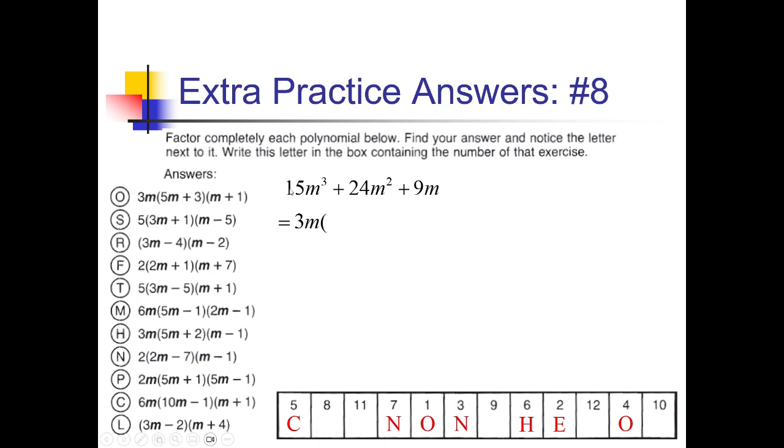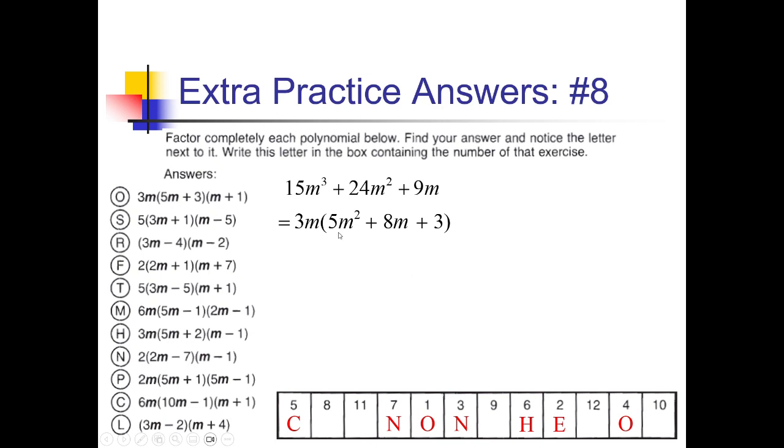So my first term, 15m cubed divided by 3m, that's going to be a 5, and then m squared is going to be the result of m cubed over m. For the next one, 24 over 3 is plus 8. M squared over m would give us m. And then the last term, 9m divided by 3m, that would be a 3, and the m's cancel completely.